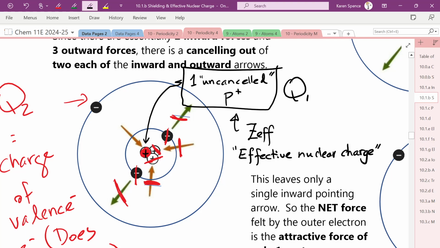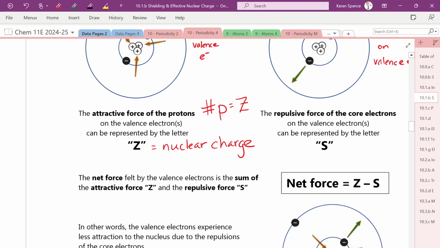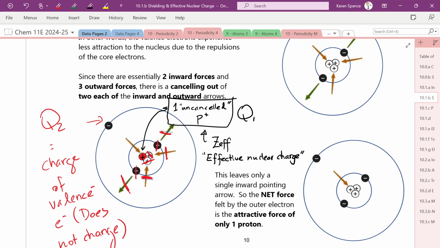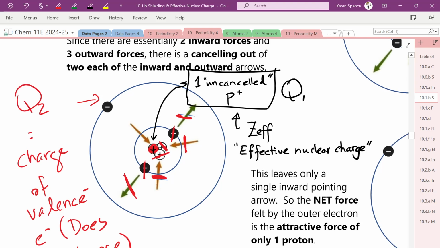So it's almost as though this lithium has only one proton. It doesn't have any core electrons or any other protons. That's how it behaves anyway, okay? So if you recall, Z was the nuclear charge and it was the number of protons, right? Now we've canceled out some core electrons and some protons. So now all we have left is the only one uncancelled proton, and that is our effective nuclear charge. Is that good? Okay.